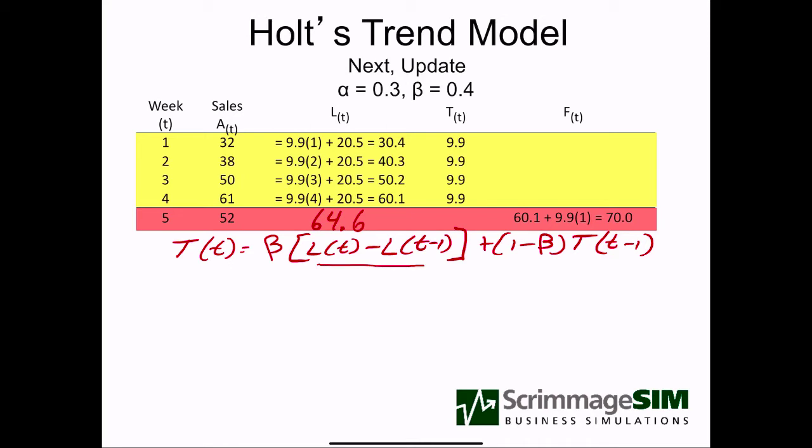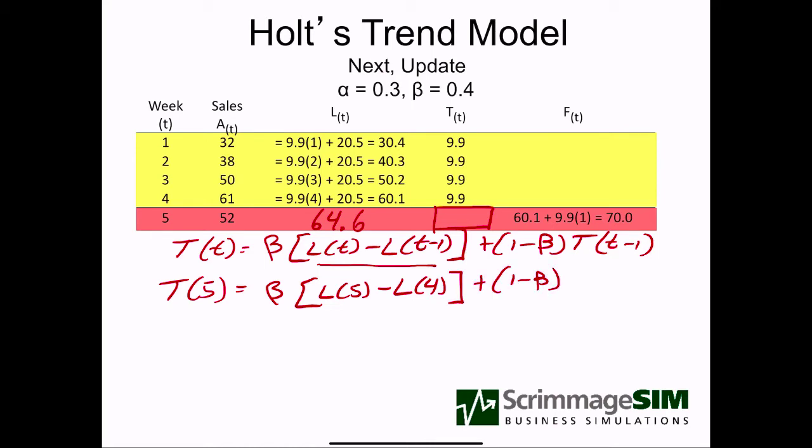This difference between the level in period t and the level in period t minus 1 represents an observed trend. What do we see the level change? In our case, between week 4 and week 5, how much did it change by compared to what we thought the change should be? If we talk about t for period 5, this is where we want to find our new trend value. Then we're going to take beta times the level in period 5 minus the level in period 4, and 1 minus beta times the trend that we had in period 4.